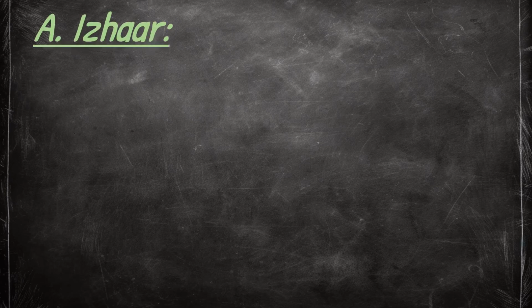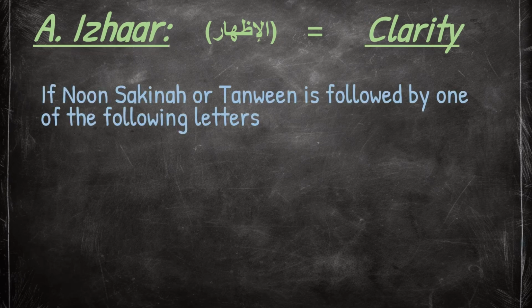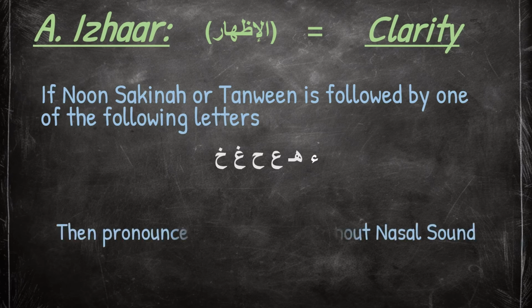So let's start with our rule today, which is the rule of Idhar, or al-Idhar in Arabic, which means clarity in English. So what is this rule and how to apply it? Simply, when you find the Noon Sakin or Tanween followed by any of these six letters: Hamza, Ha, Ain, Ha, Ghain, Kha, you have to pronounce the Noon Sakin or Tanween clearly from their articulation point, without any nasal sound, without making any relation between the letters.